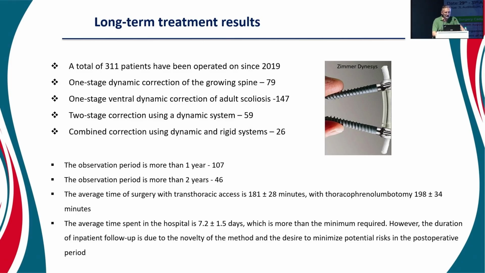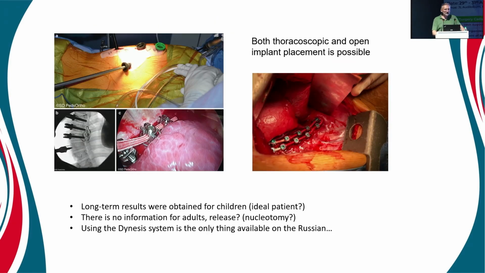The average surgery time is near 2 hours, when we are doing thoracotomy and thoracophrenolumbotomy. It's much shorter than traditional posterior fusion. The average hospital stay is near 6-7 days, and we will see very stable results after dynamic correction in the thoracic and lumbar spine. After 2-3 years of correction, results are very stable. This technique can be used with endoscopic, thoracoscopic, and open techniques.